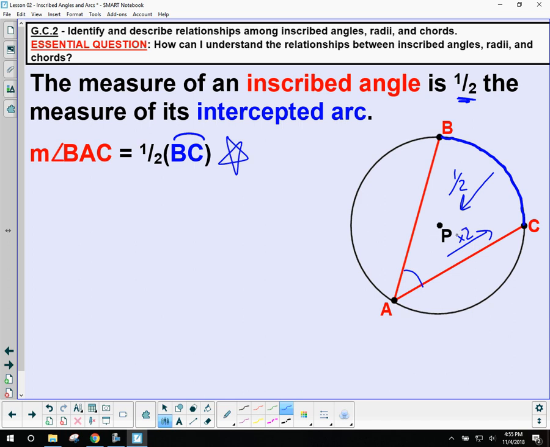Or another way to look at it, instead of multiplying by a half, you're dividing by 2. Whichever way floats your boat. Kind of reminds you of those triangles from the last unit, doesn't it? So, take down the picture, write your formula. Let's check out an example.